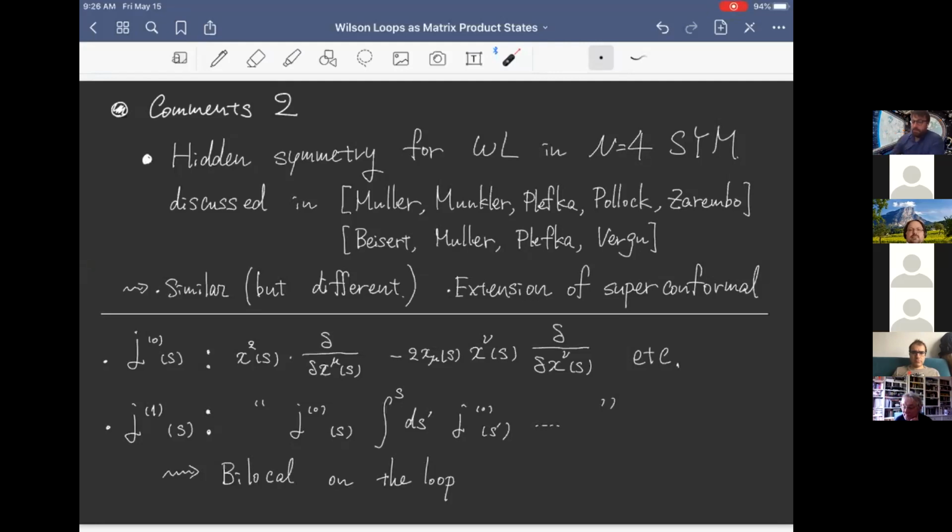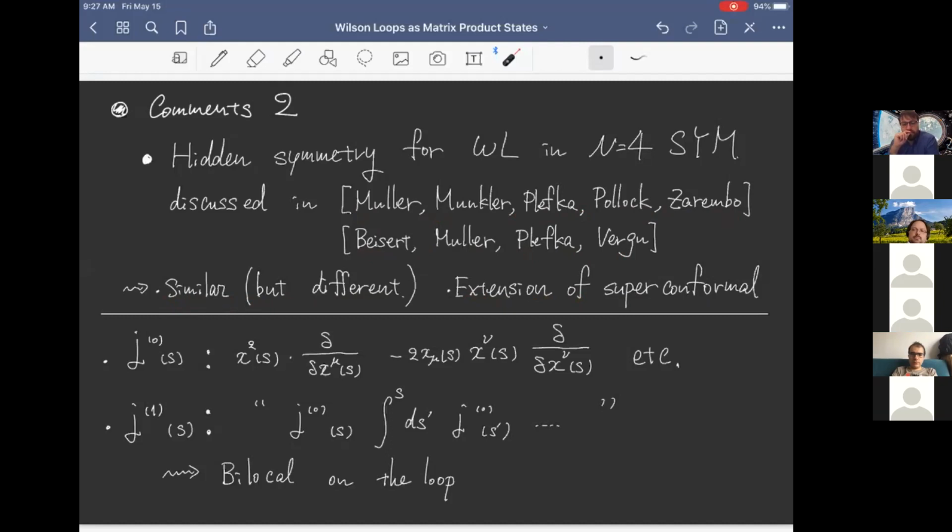Okay, but I should mention that in the case of n equals 4 super Yang-Mills, people actually discuss the hidden symmetry of the Wilson loop. And this is actually much nicer. This is done first by these authors and also by these authors. What they have is similar, but different. Most importantly, they have an extension of superconformal symmetry rather than an extension of U(N).